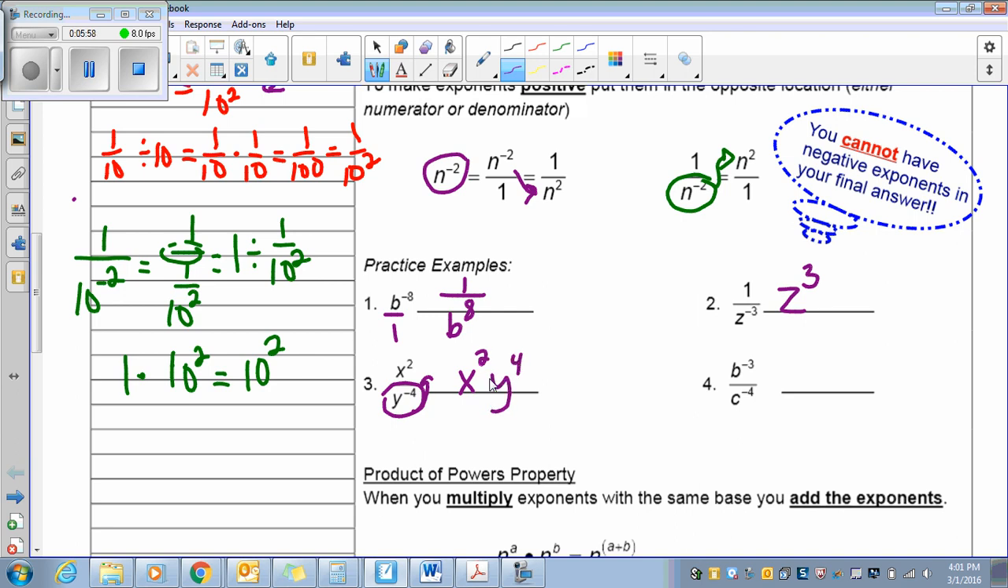The last example, since b to the negative 3rd is in the numerator, but it's a negative, you need to bring it into the denominator like we see in our example. And because c to the negative 4th is in the denominator and it's negative, it kind of gets flipped up. So these two are kind of changing positions. So we would have c to the 4th over b to the 3rd.